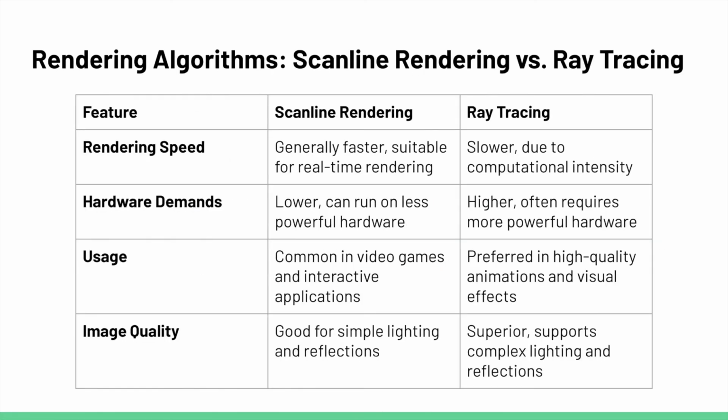Now, to compare these, ray tracing is generally going to be slower due to the computational intensity, and Scanline rendering is going to be faster, which makes it better for real-time rendering. Also, ray tracing has a higher demand on computational resources. Scanline is common in video games versus ray tracing is common in more high-quality uses. And ray tracing is great for complex lighting and reflections, while Scanline rendering is useful for more simple cases.